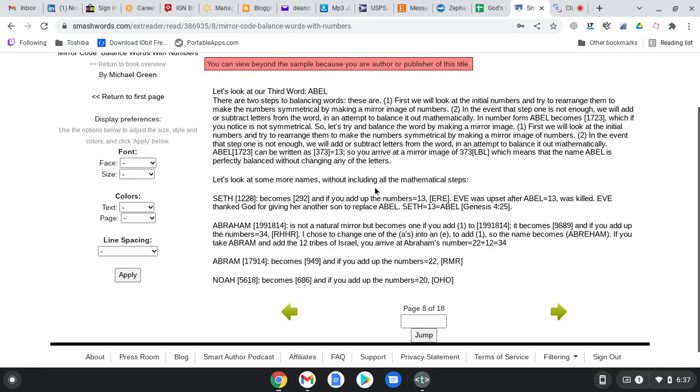So let's look at some more names without including all the mathematical steps. Seth, if you use the code, is 1228, which can be written as 292, which equals 13 if you add them up. 9 plus 4 is 13.